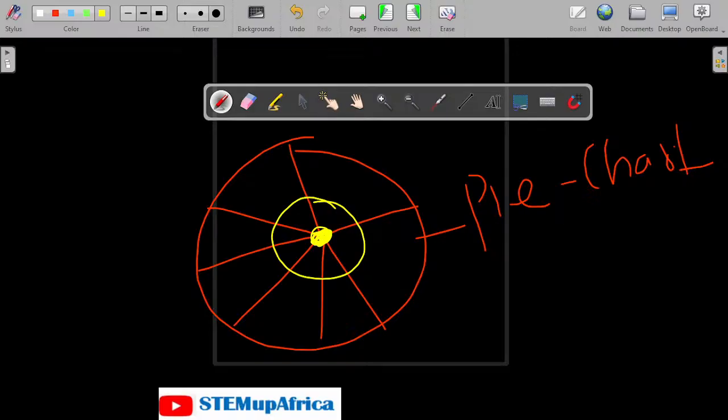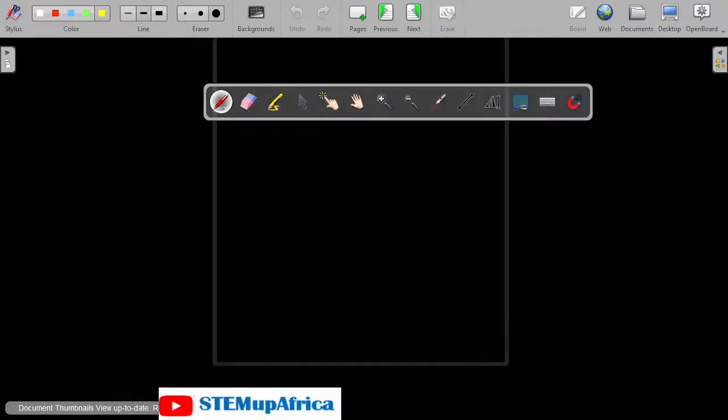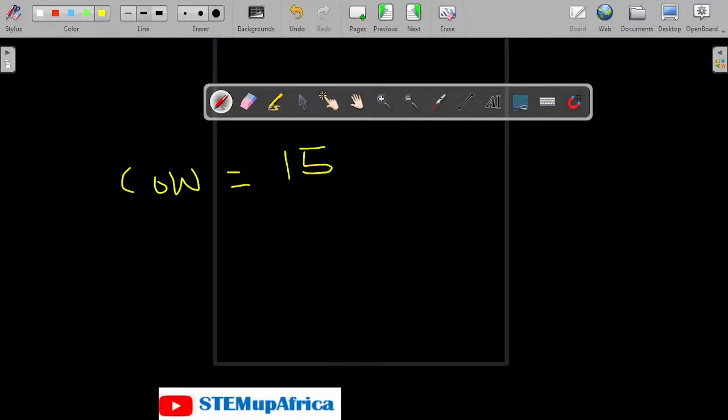To calculate or draw a pie chart, you must calculate the sector for each animal. So let's do that now. How do I calculate the sector for cow? For cow, I know that the total angle is 360. So for cow, we have 15 over the total, which is 540, times 360 degrees.